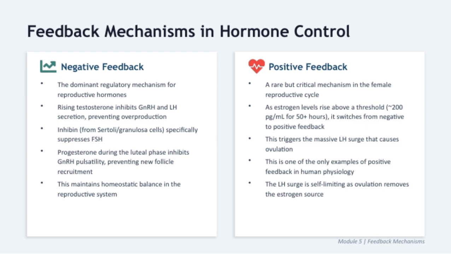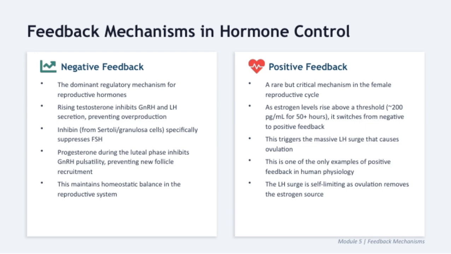Now, moving on to negative feedback as a whole, this is actually the dominant regulatory mechanism when it comes to reproductive hormones. It's interesting to note that rising testosterone, for example, can inhibit GnRH and LH secretion, which helps prevent overproduction. Similarly, inhibin, produced by Sertoli or granulosa cells, specifically suppresses FSH. And during the luteal phase, progesterone inhibits GnRH pulsatility, which prevents the recruitment of new follicles.